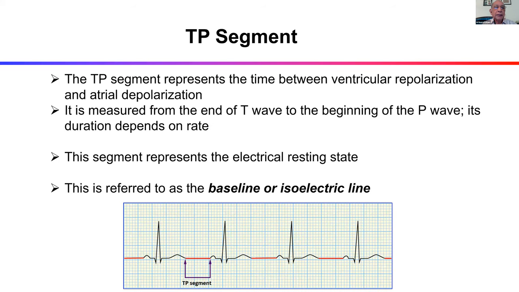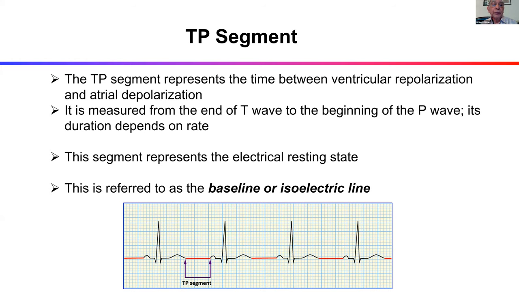The TP segment actually represents the time between ventricular repolarization and atrial depolarization, and it measures from the T wave to the beginning of the P wave, whose duration depends on the rate, obviously. The segment represents the electrical resting state, and this is sometimes referred to as the baseline or the isoelectric line. Another isoelectric line, sometimes we call it the PR segment.